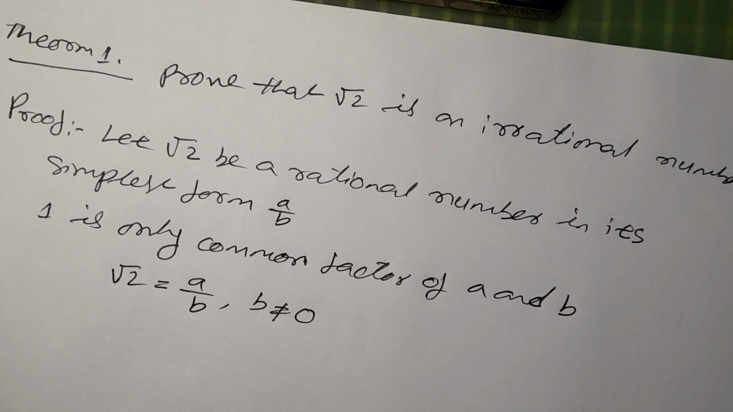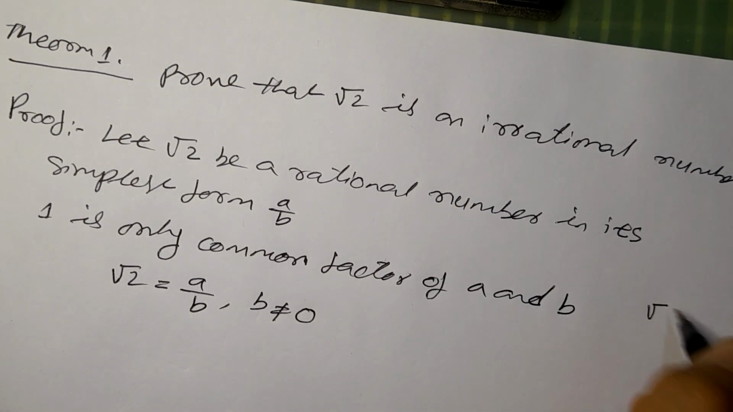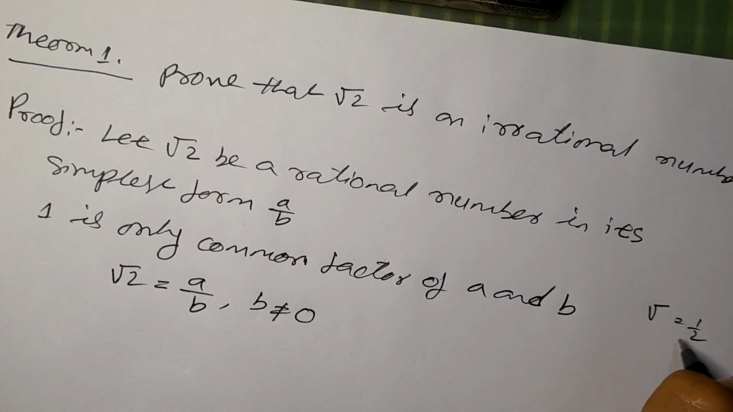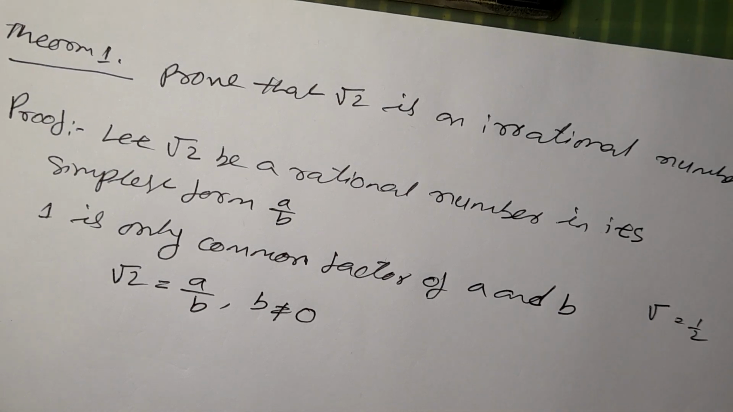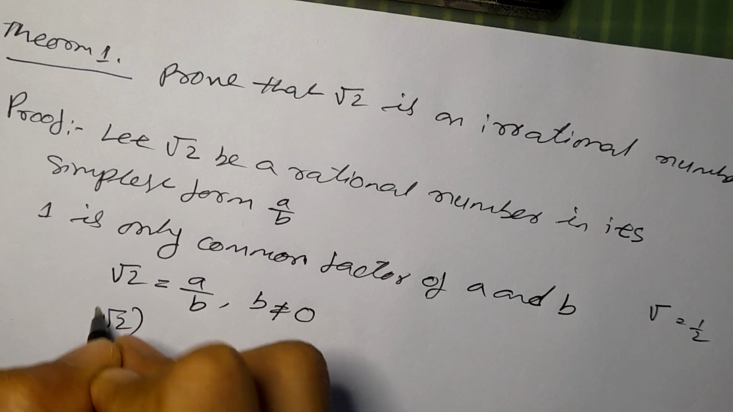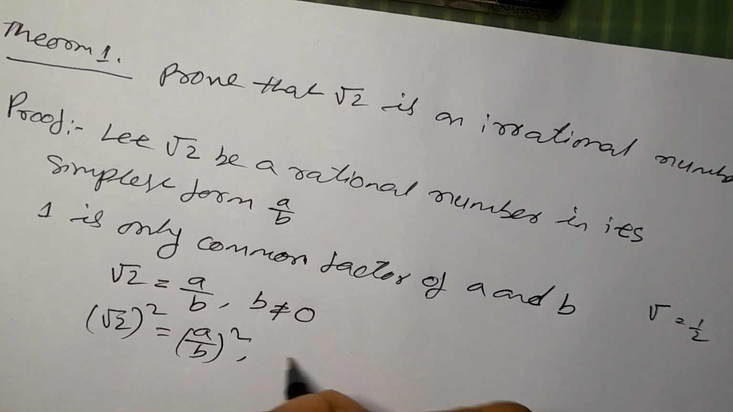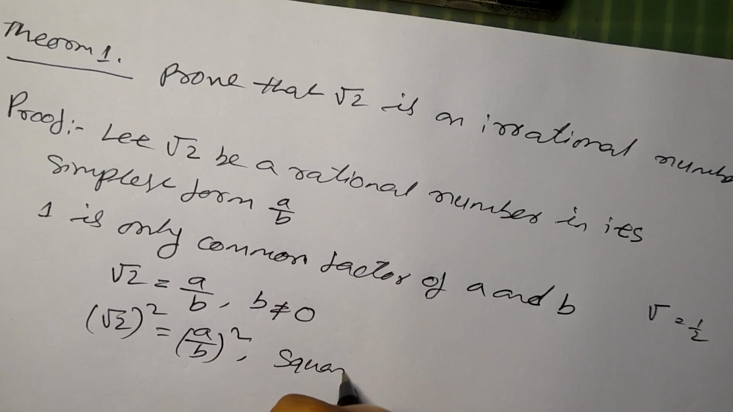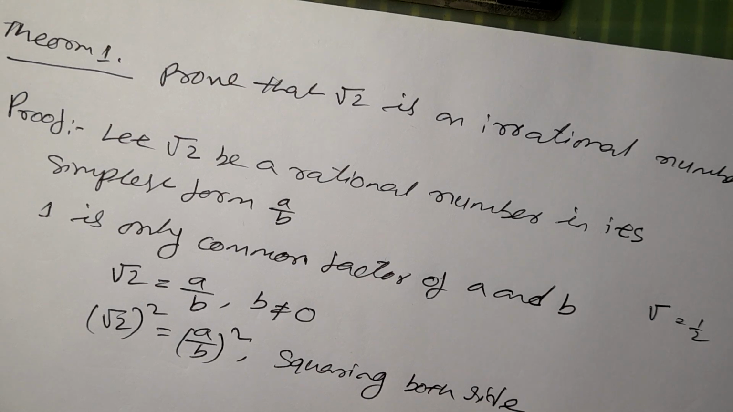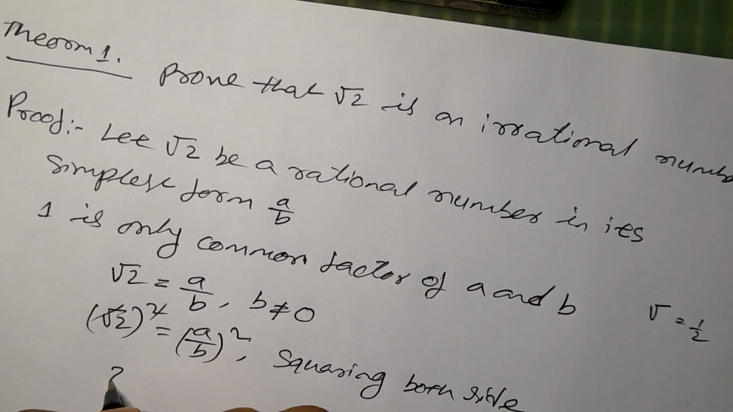Now the second target is to remove the square root. How will you go about it? Square root means the power is half. So how are we going to remove this? We are going to square both sides. So root 2 whole square equals a by b whole square. Squaring both sides, you have to mention this. As soon as you square, the root will be eliminated, so it will be 2 equal to a square by b square.